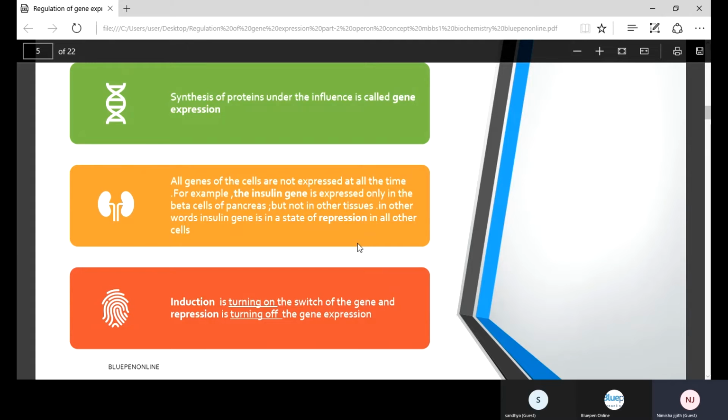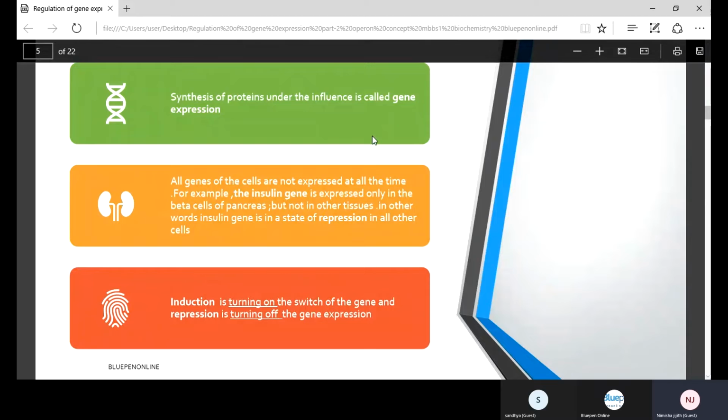So, the synthesis of protein under influence. Sometimes we don't want that protein, so at that time we have to stop that protein synthesis. At a particular time we need that protein, so at that time we have to start the synthesis. The synthesis of protein under influence is called gene expression.